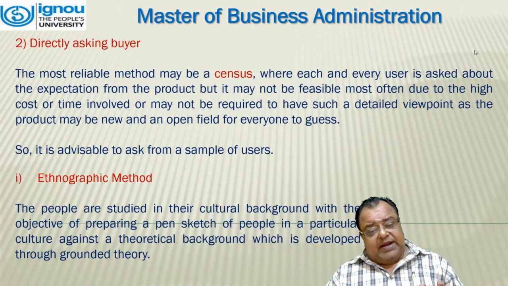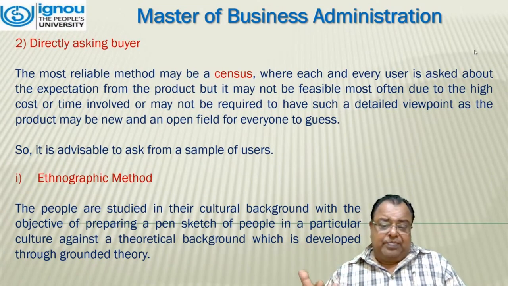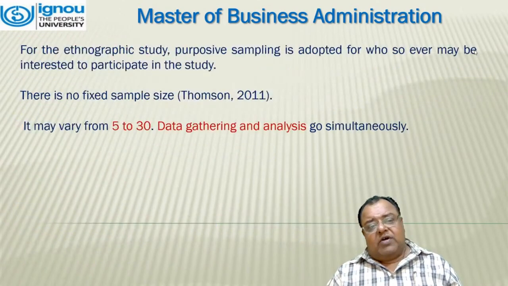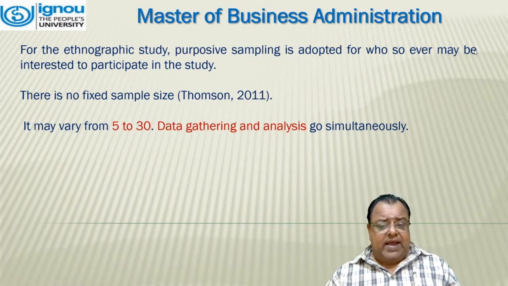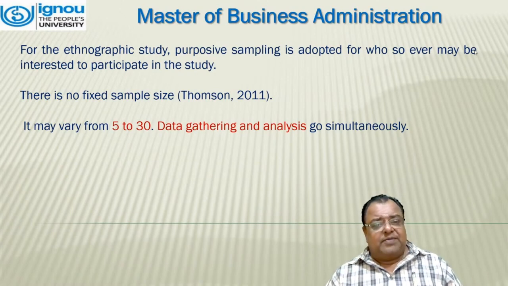The people are studied in the cultural background with the objective of preparing a pen sketch of people in a particular culture against a theoretical background which is developed through grounded theory. For the ethnographic study, purposive sampling is adopted for whosoever may be interested to participate in the study. There is no fixed sample size. It may vary from 5 to 30, and data gathering and analysis go on simultaneously.